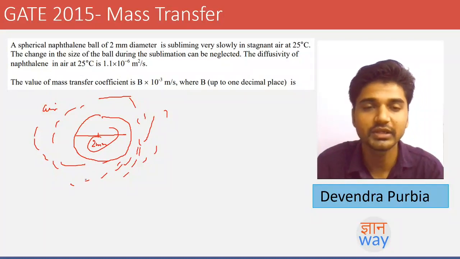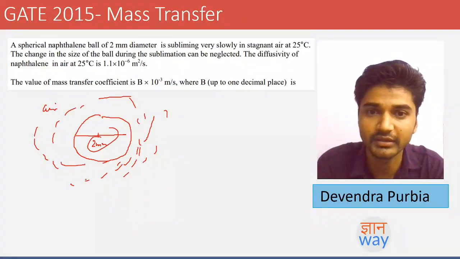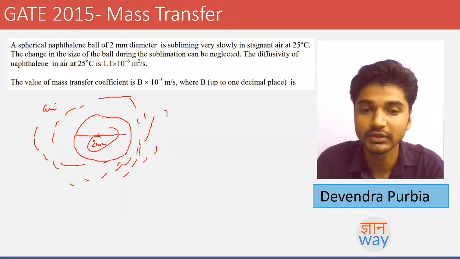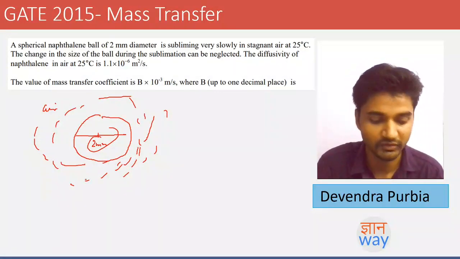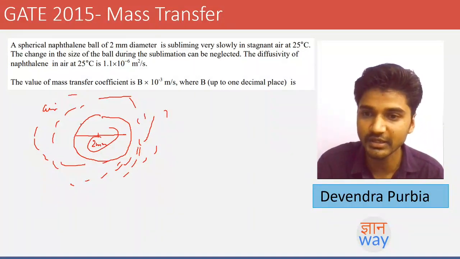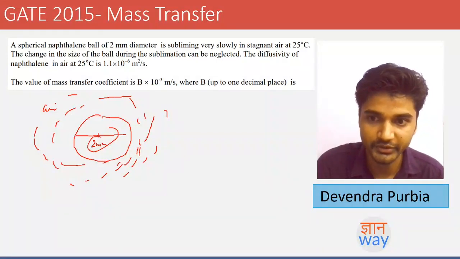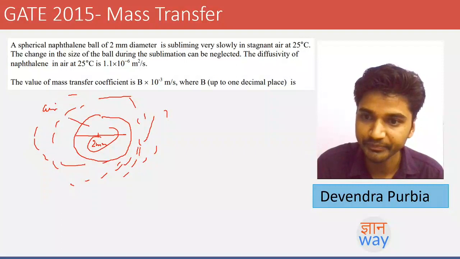We can also understand this physically. We also keep naphthalene balls in our cloth and everything to save it from foul smell. So we put naphthalene balls. So the diffusion is taking place, and this is the naphthalene ball, and we are considering that the naphthalene ball is not getting reduced. Only the thing is there is a diffusion occurring in the stagnant air.